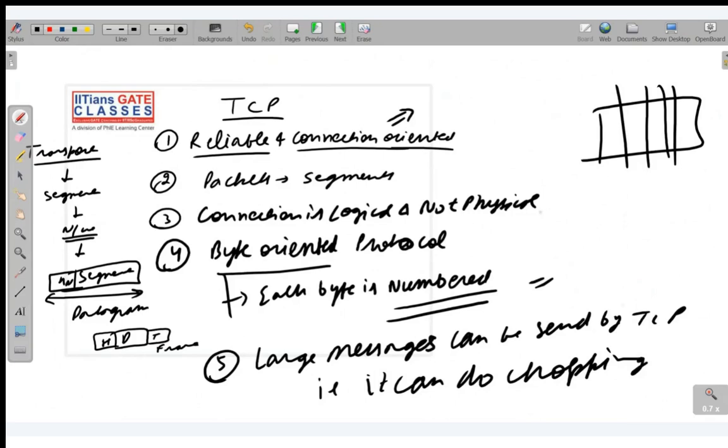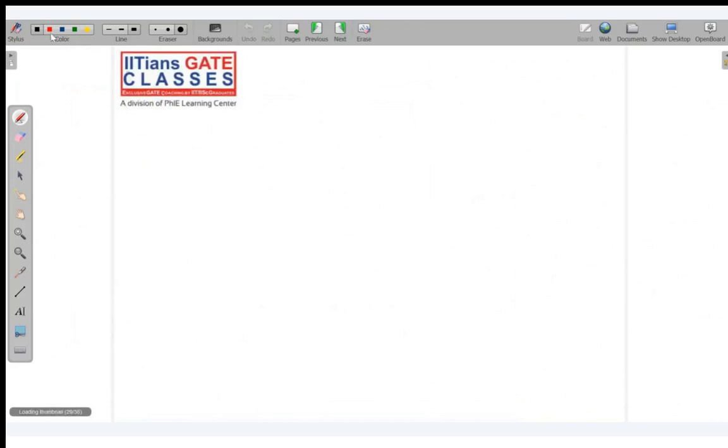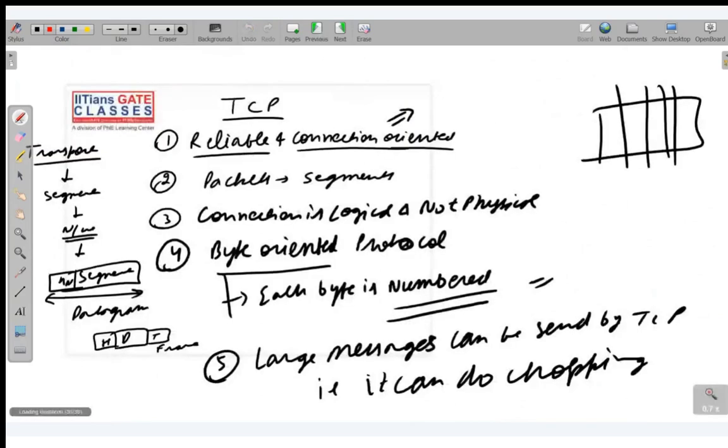Okay, take a snapshot. I will jump to the next slide and give you a hint of UDP, and then we will end the class. That's all. Next is UDP. UDP is User Datagram Protocol, so completely different. Can you show the slide again once? Okay. Done? Yes, sir.